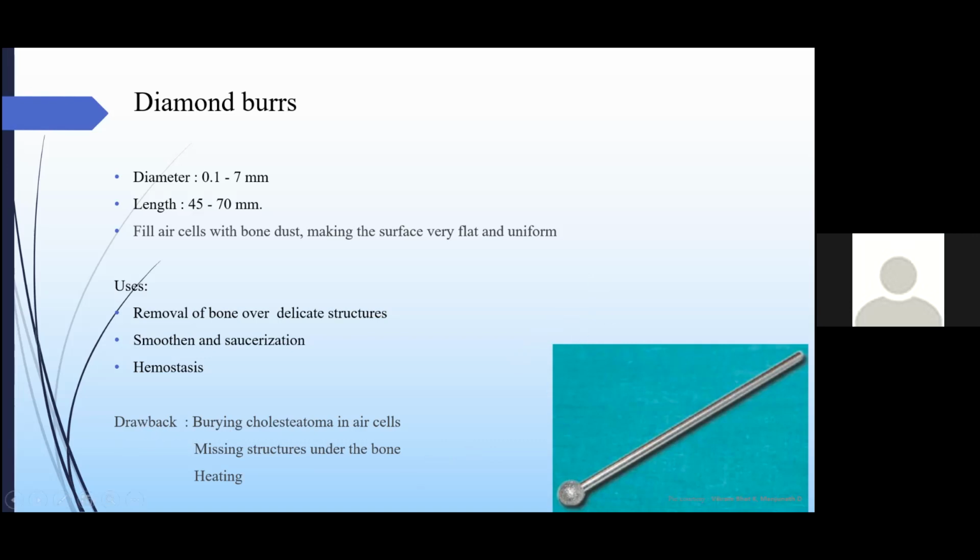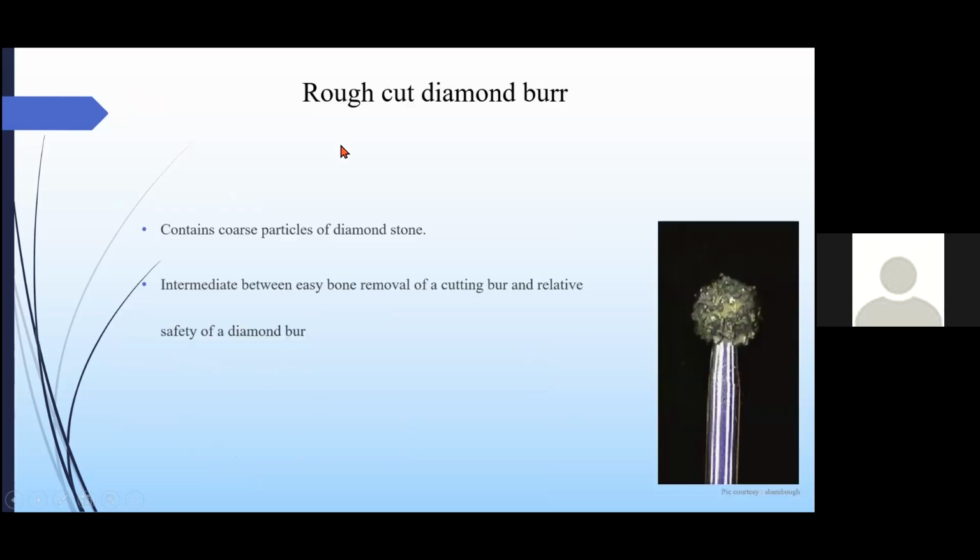And sometimes the underlying structures which should be exposed in the surgery are missed because we have used the diamond burr. And obviously heating is an issue, so this burr especially requires copious irrigation, more than the cutting burrs. First, it will cool this burr, and second, the tip will also not get clogged. So this burr requires more irrigation, and it is used mainly for hemostasis and for delicate structures. Another variety, the rough cut diamond burr, is an intermediate burr between the cutting burr and the safety of a diamond burr. It is made up of diamond stone.